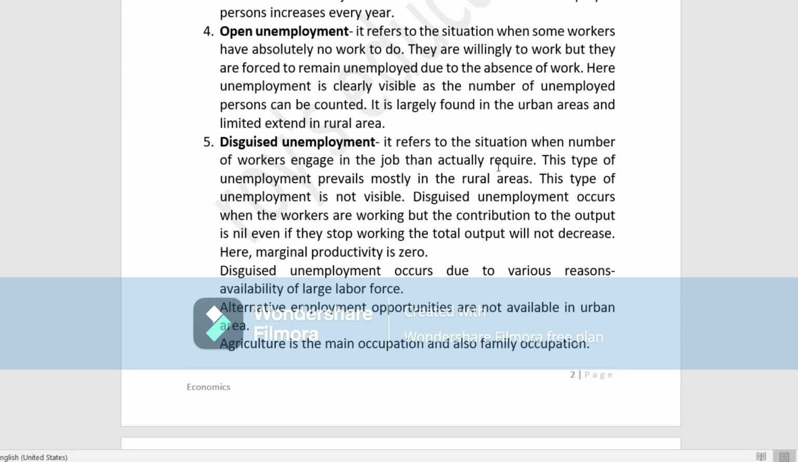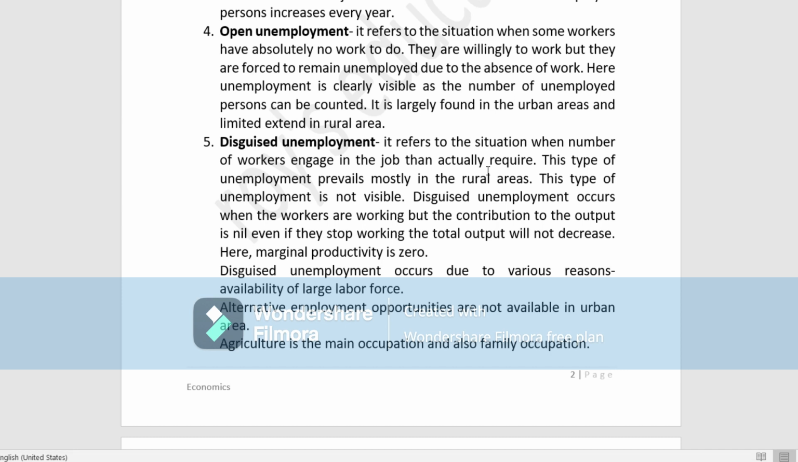Disguised unemployment occurs when people are working but their contribution to the output is nil. They are working but not contributing anything to the economy. Their productivity is totally nil. That means even if these persons stop working and are removed from their work, the output will not decrease. So we can say that the marginal productivity is zero in that case.